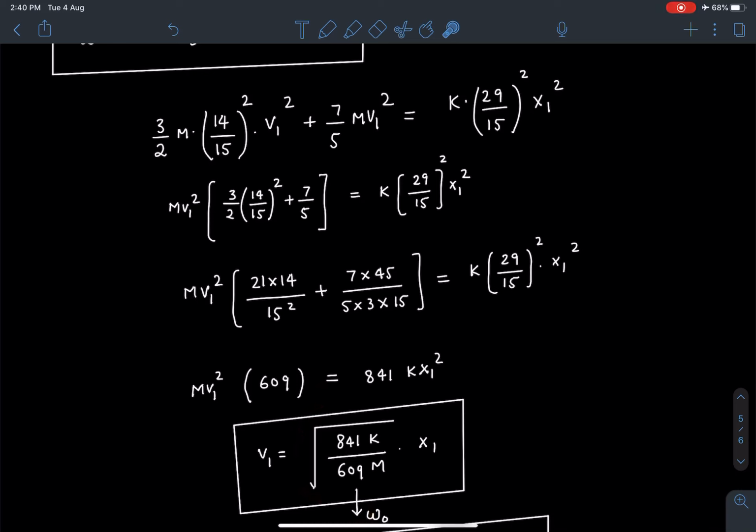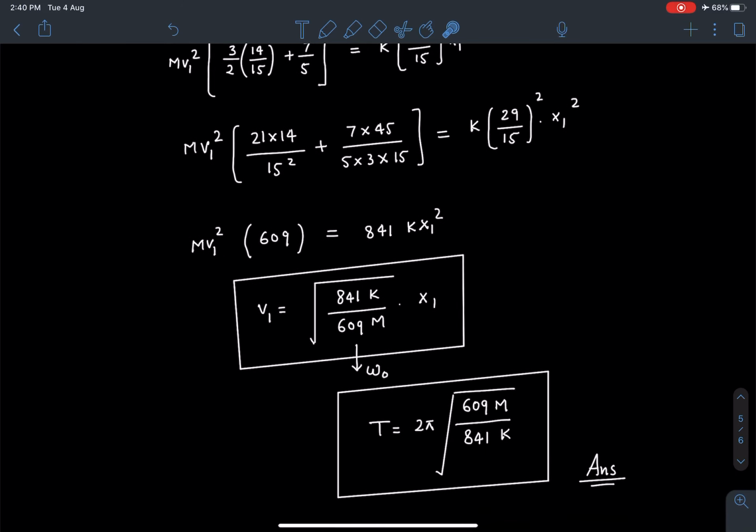You could do this for v2 also, and here you could keep x2. Then also we get the same answer. So from here now I can write the time period of oscillation as 2 pi divided by omega naught. If I substitute the value, I am going to get T is equal to 2 pi root of 609 m by 841k. This is going to be the answer for this problem.